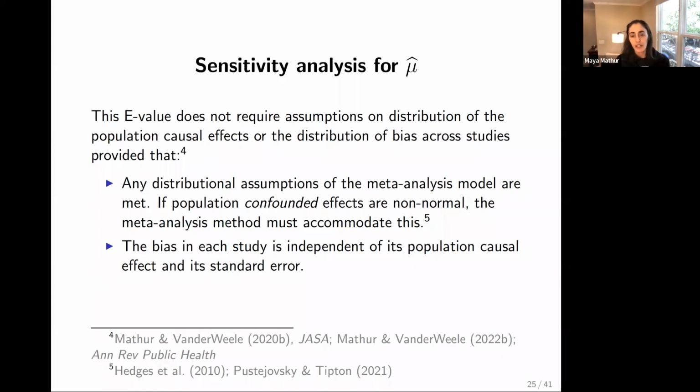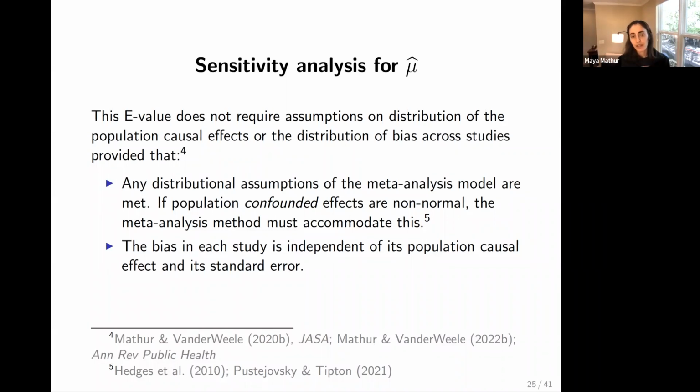So in particular, it could be the case that the population confounded effects are non-normal, even if maybe the causal population effects are normal. Why? Because the confounded effects are basically a function of both the true causal population effects as well as the bias. And if it happens that the bias is not normal or distributed in a different way across studies, we might end up with non-normal confounded effects. And so this is not really saying all that much other than we can't fit a meta-analysis method that assumes normality to confounded effects that aren't normal and then interpret the results.